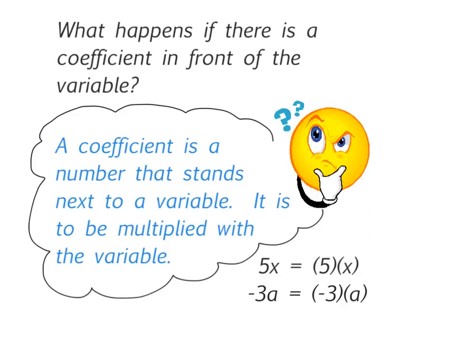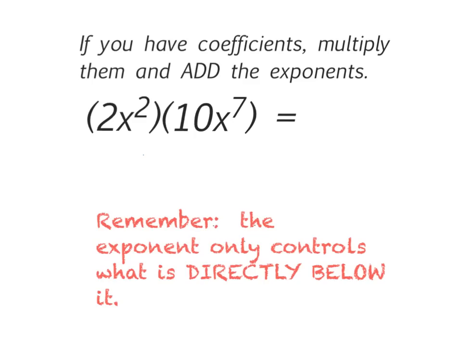Well, I want to review that a coefficient is a number that stands next to the variable, and that number is multiplied times the variable. So for example, 5x equals 5 times x. Negative 3a equals negative 3 times a. In this example, the coefficient is negative 3. In this example, the coefficient is 5.